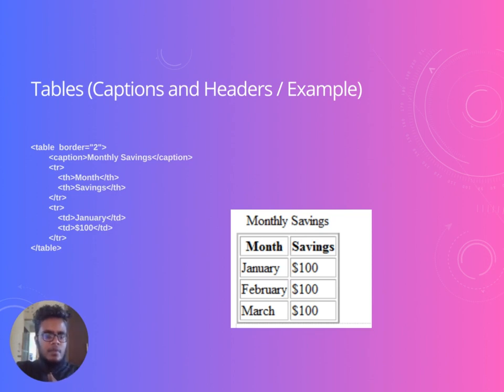As you can see in the code here, table border is equal to 2, and we are taking the example of monthly savings. So month and savings are the two columns, and we take January, February, March as rows, and we enter the savings of that particular month. In January we have savings of $100, in February $100, and in March also we have $100 as the savings. So this is the output we get from this code.